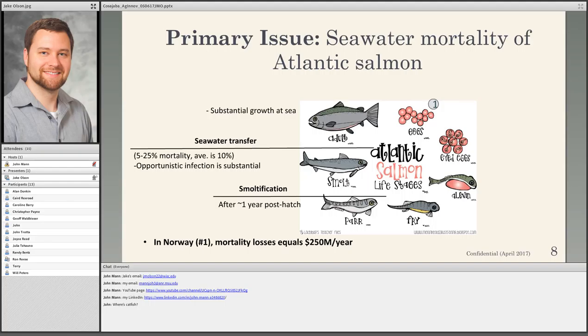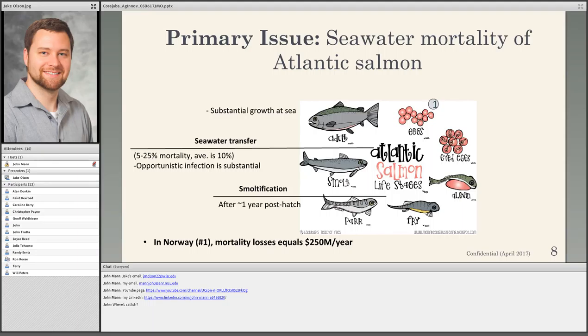And so today I'm going to introduce one of the primary issues of Atlantic salmon production, and that is this issue of seawater mortality. So on this figure of life stages, if we start with eggs, salmon are reared to this parr stage if we go clockwise around the figure, and that's a completely freshwater stage of their life cycle. So that's about a year into the production life, and at that point, parr go through a natural process called smoltification, and that's by natural design to allow the salmon to be adapted to growth at sea.